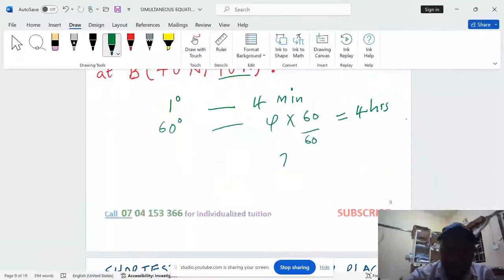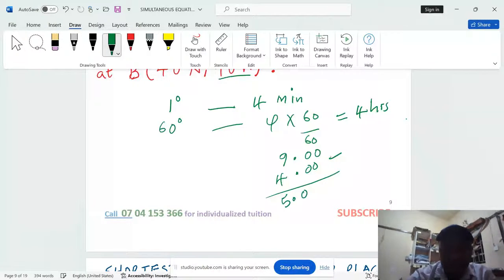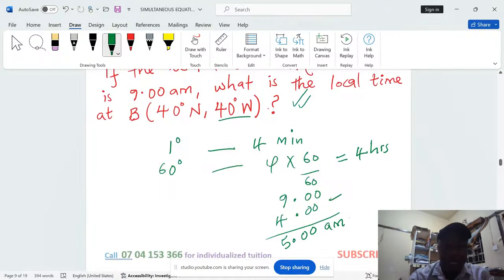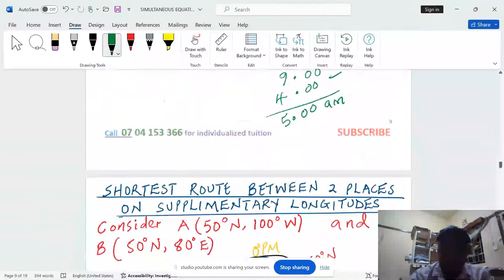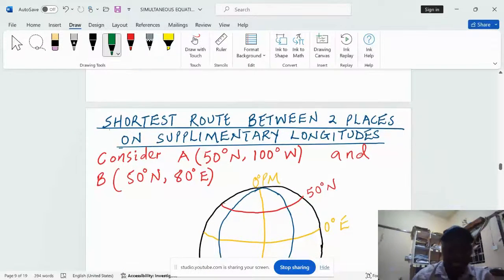Therefore, we will take 9 a.m. and subtract 4 hours. And this will give us 5:00 a.m. the same day. So the time at B is behind by 4 hours. That will take us back to 5 a.m. the same day.